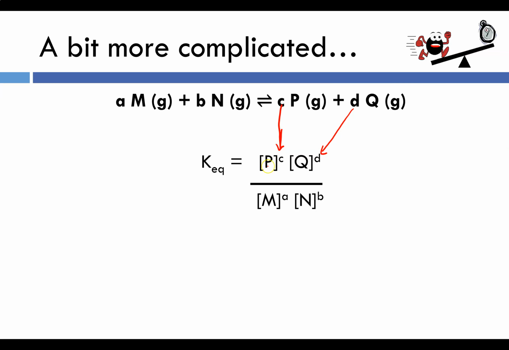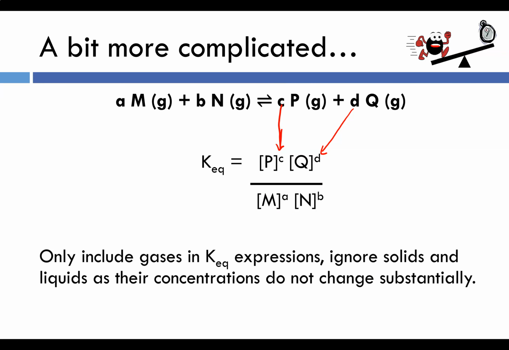So it's still the concentration of my products, in this case P and Q, but we'll take our coefficients and turn them into exponents. So P to the C power times Q to the D power, that is the concentration of our products effectively. Kind of the same idea in the denominator with the reactants. Please make note, we only include gases in the Keq expressions. We ignore solids and liquids. I'll talk about what to do with aqueous solutions later.